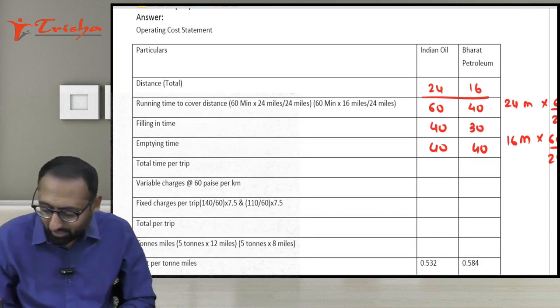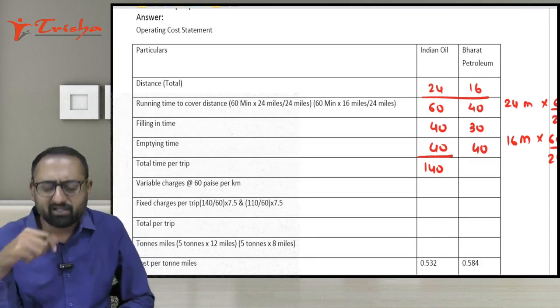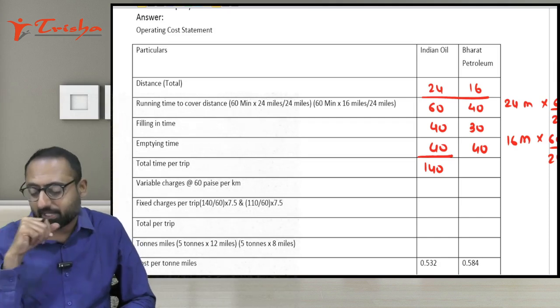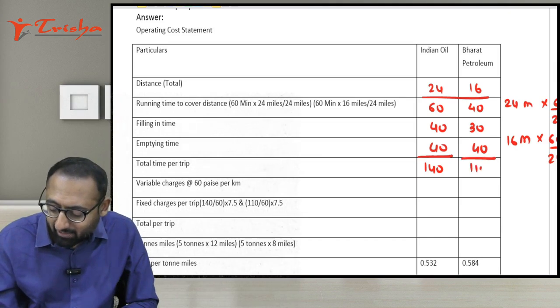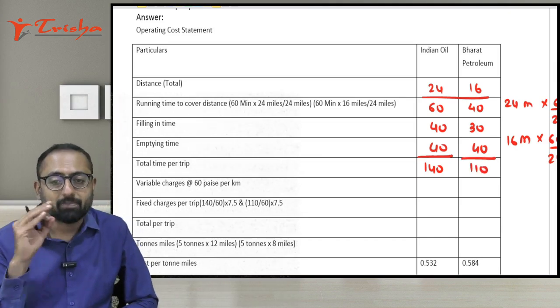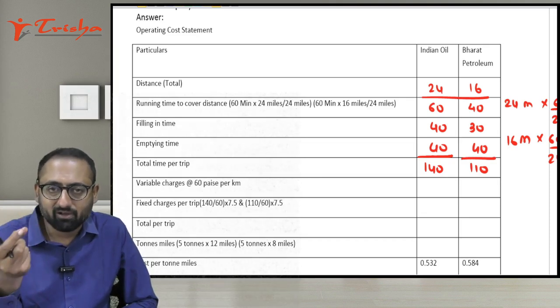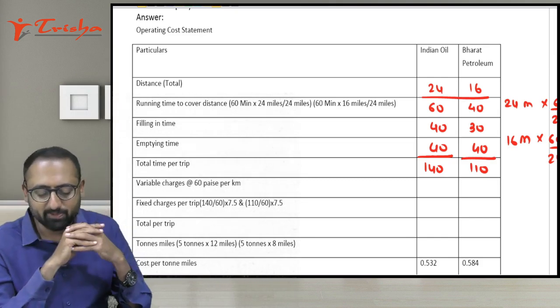You can check that 140 minutes will be required to complete one operation from factory to Indian Oil and Indian Oil to factory, including filling time, empty time, and transportation time. Now, if you check Bharat Petroleum, 110 minutes will be required to complete this operation from factory to Bharat Petroleum, then refill that, come back to the factory, empty that. So 110 minutes. Now let's calculate the expenses.